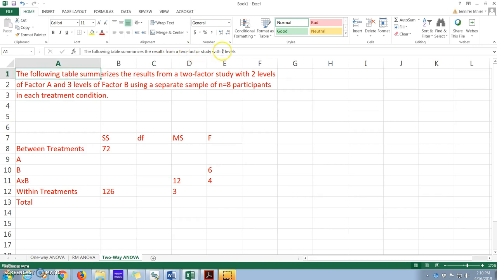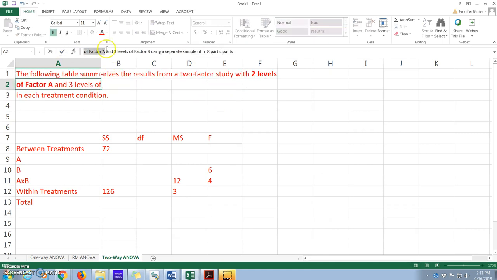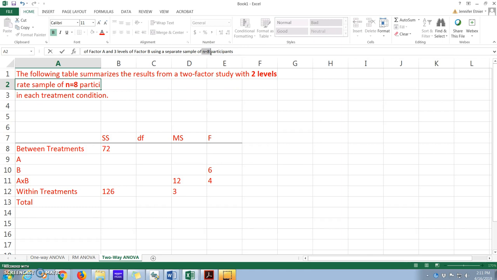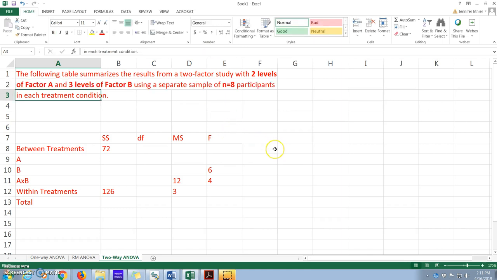And then it tells us that factor A has 2 levels. Okay, that's for factor A. And we also know that factor B has 3 levels. The other thing we know is that they have separate samples of n equals 8 participants in each treatment condition. So each of the cells in this 2x3 design has 8 participants in it.